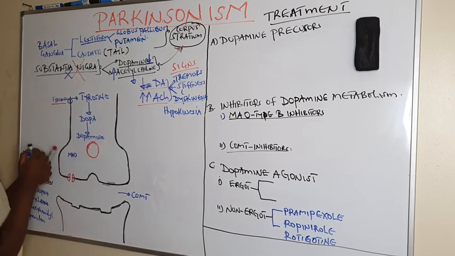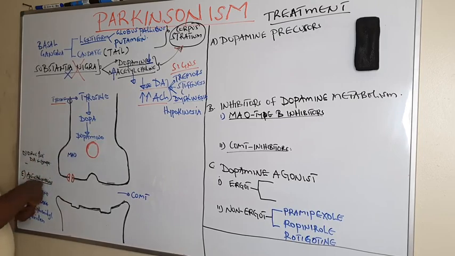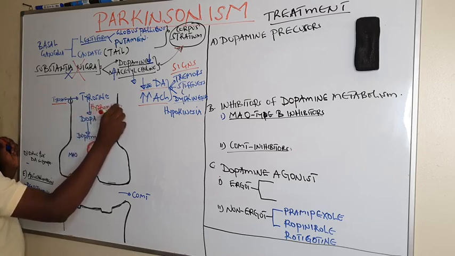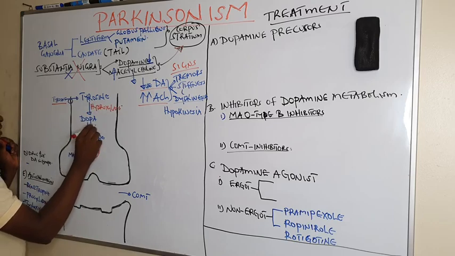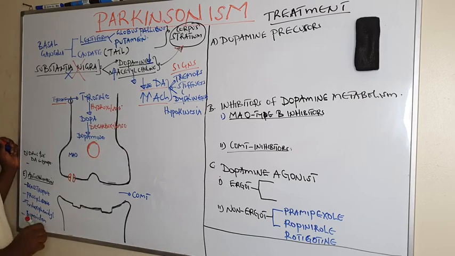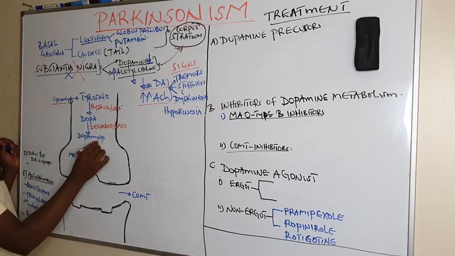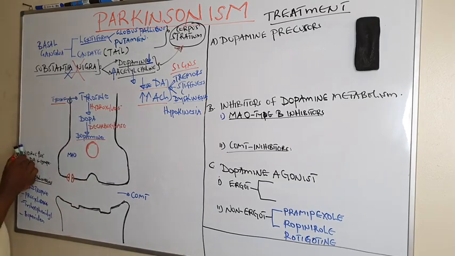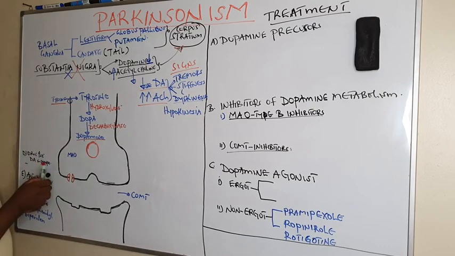This one is in the presence of tyrosine hydroxylase. Then this is in the presence of dopa decarboxylase enzyme, which removes the carbon dioxide group, forming dopamine. And this dopamine neurotransmitter is the one that is transported into the synaptic vesicle.